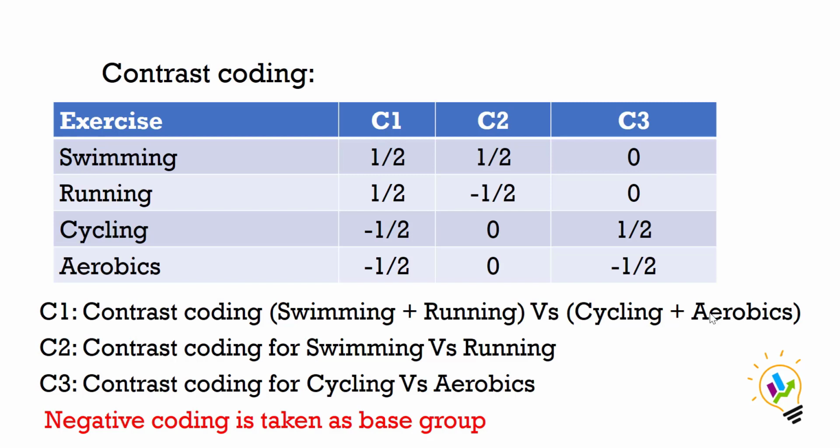And the negatively coded group is taken as the base group. Now in C1, cycling plus aerobics is taken as the base group, compared with swimming plus running. In C2, running is compared with swimming. In C3, cycling versus aerobics. Now the same coding is done in SPSS and we will do the analysis.